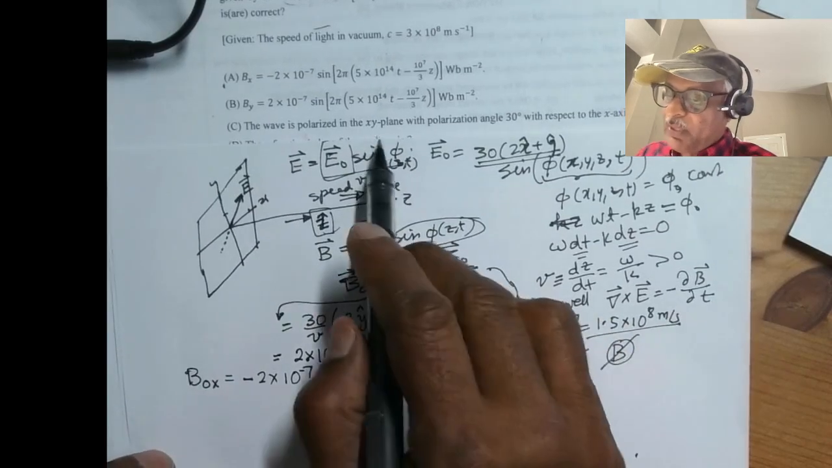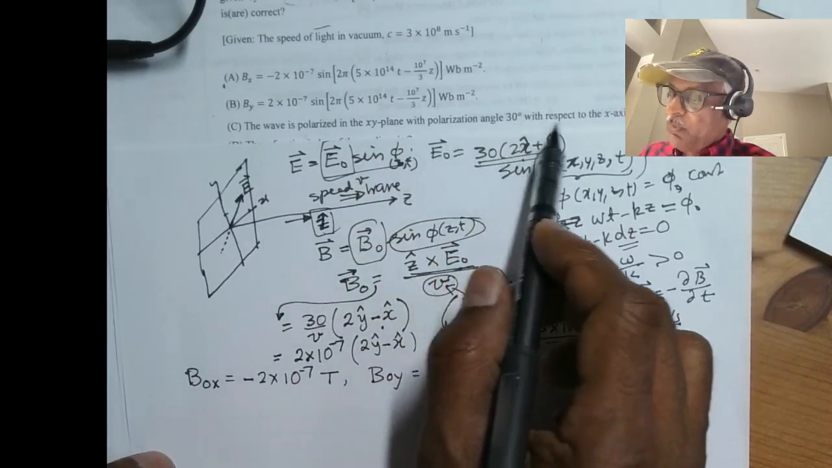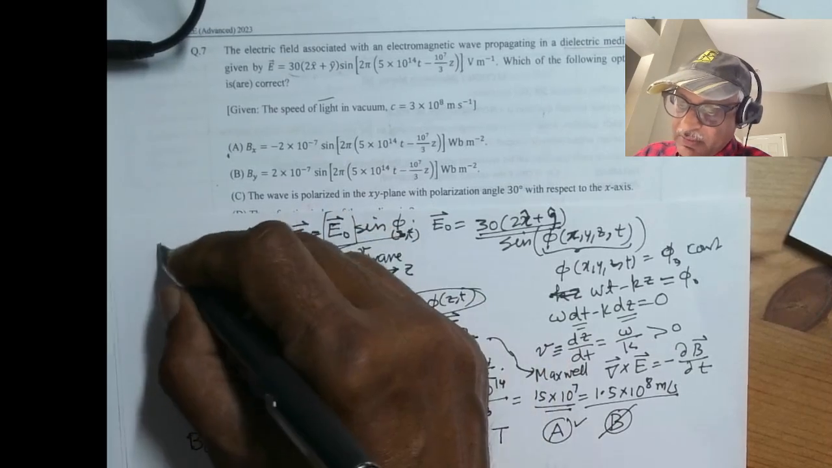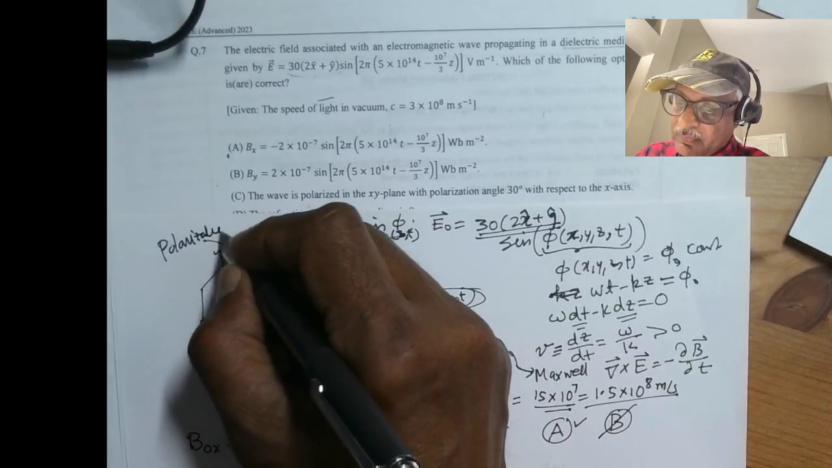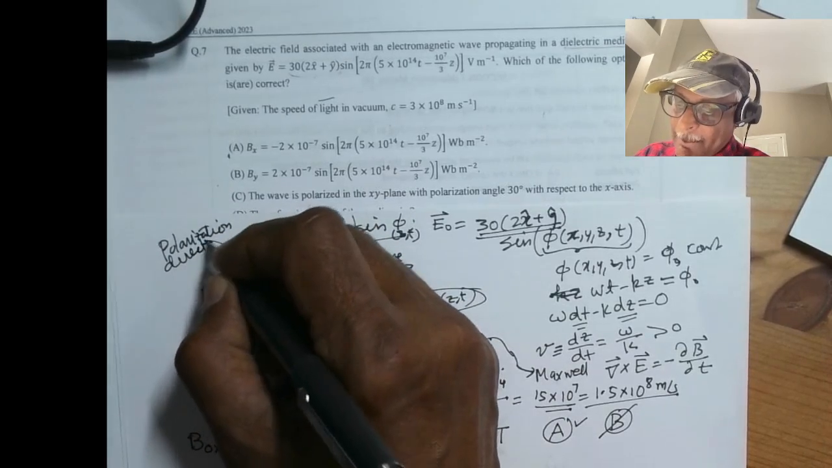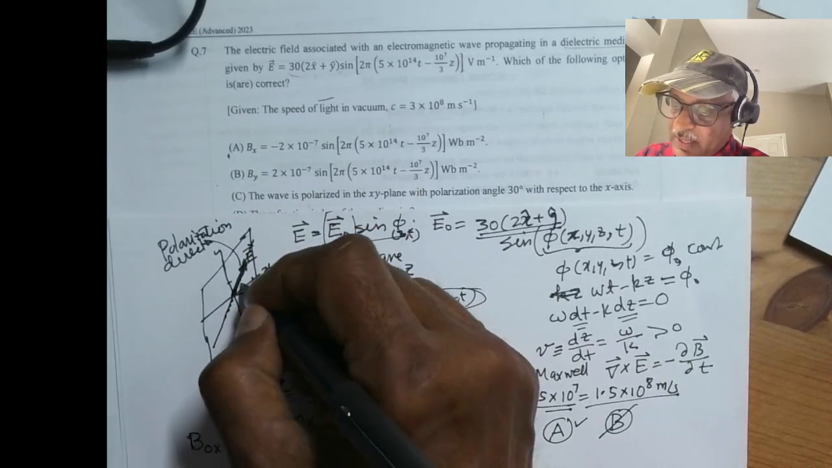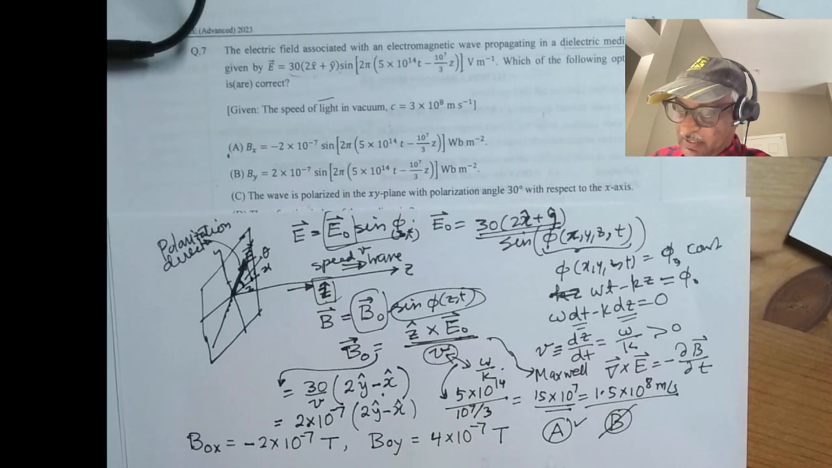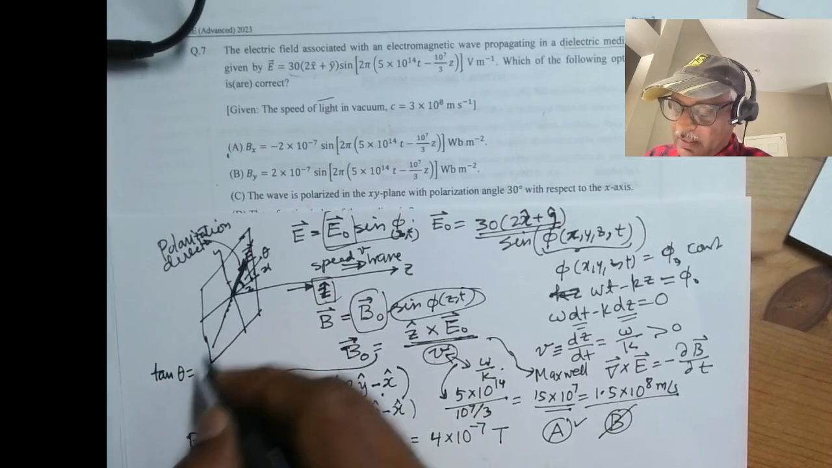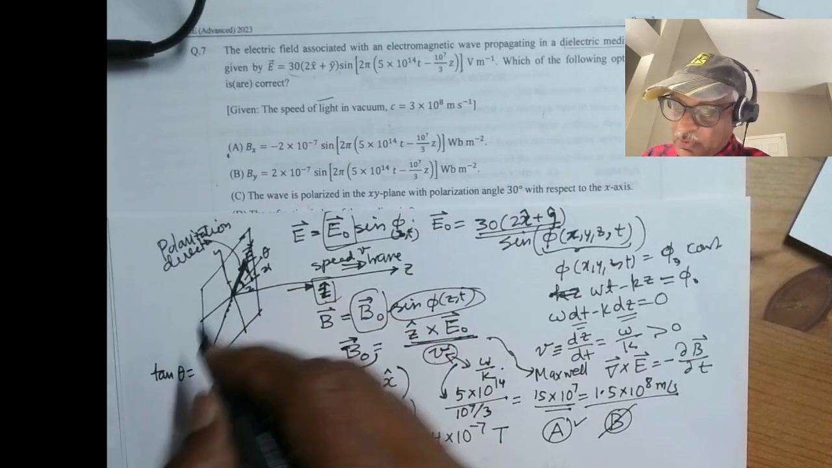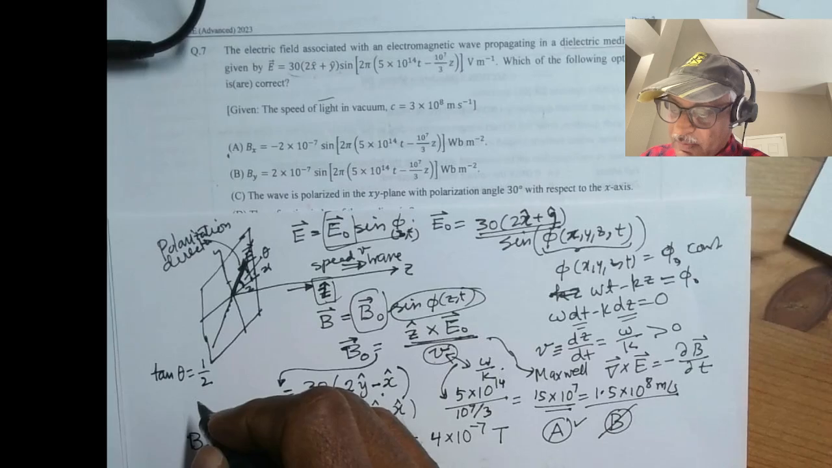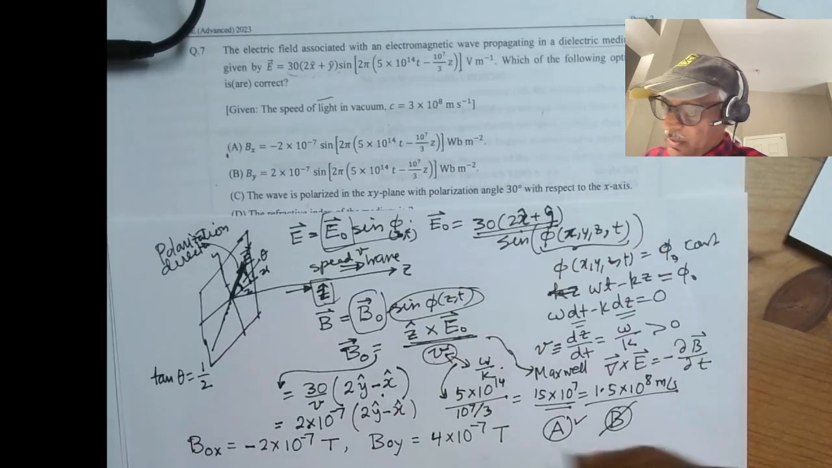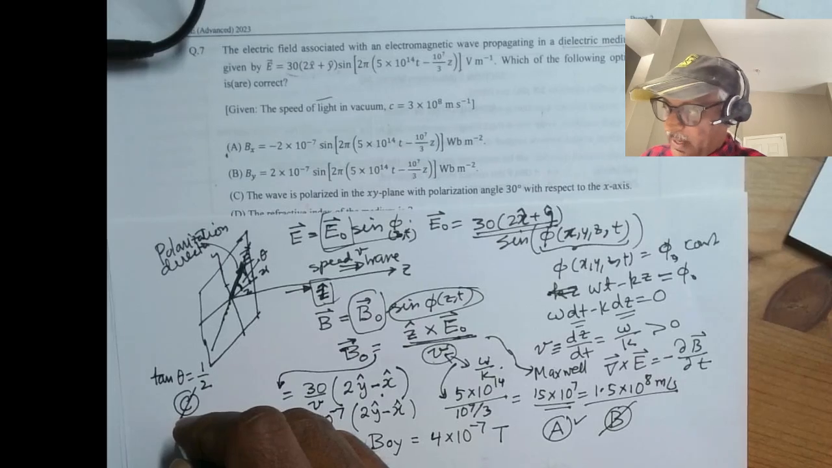How about C? The wave is polarized at 30 degrees with respect to the x-axis. So this direction is called the polarization angle. This is the polarization direction, and it's asking what is that angle. This side is 2 and this side is 1. So tangent theta is 1 over 2. That's not 30 degrees. So that makes C not correct.